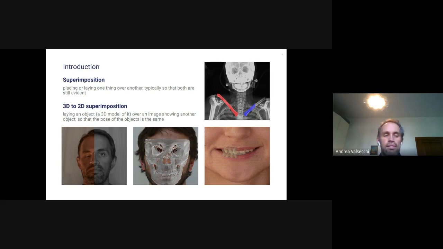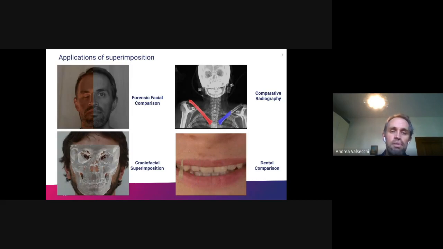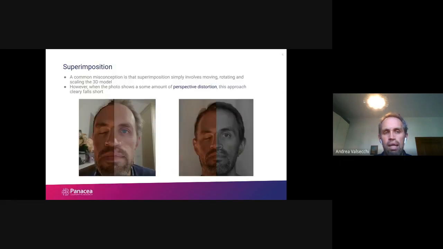So technically, this is called 3D to 2D superimposition, which is the task of overlaying a 3D model of an object on top of an image of another object, but you have to match the pose between the two objects. Of course, it's not just displaying the 3D model on top of another. You need to match the pose perfectly. So talking about applications, we already mentioned them: facial comparison, craniofacial superimposition, dental comparison, and comparative radiography.